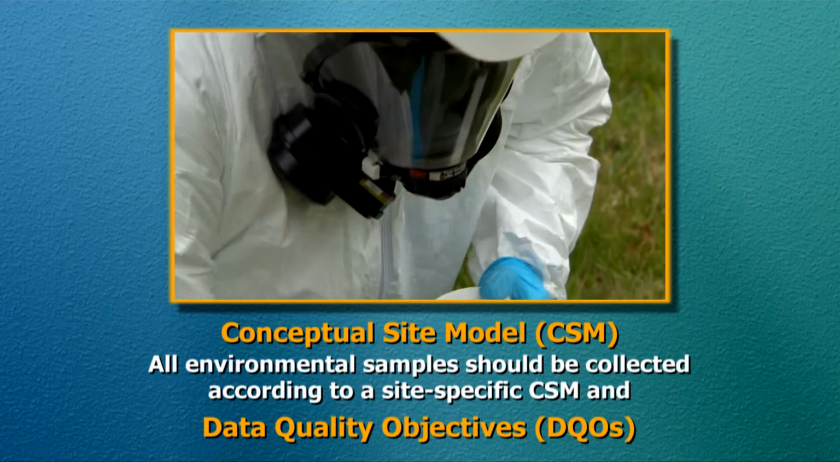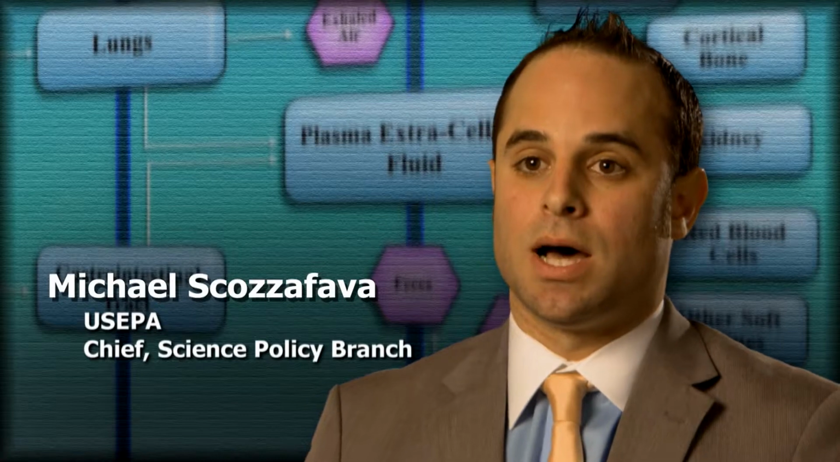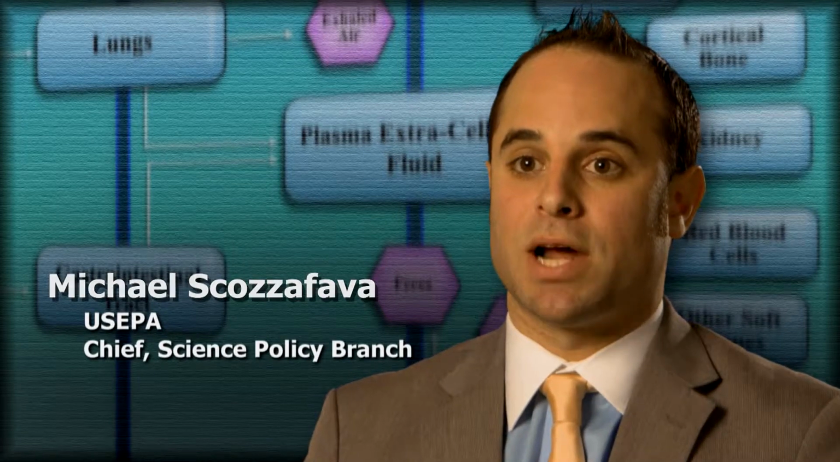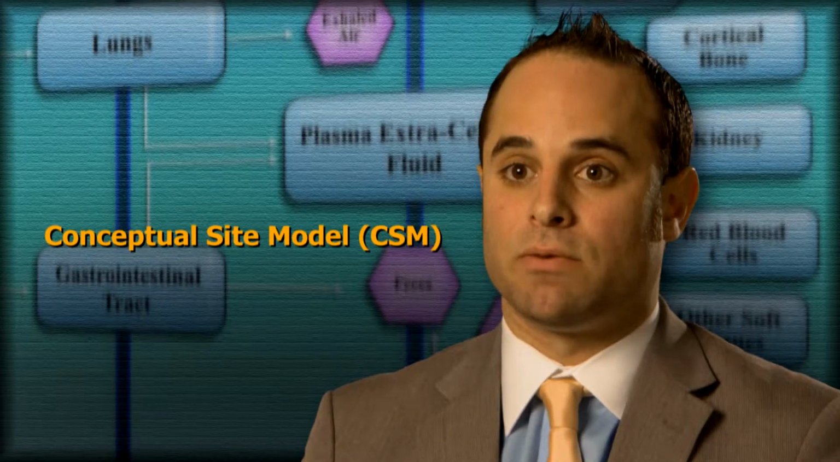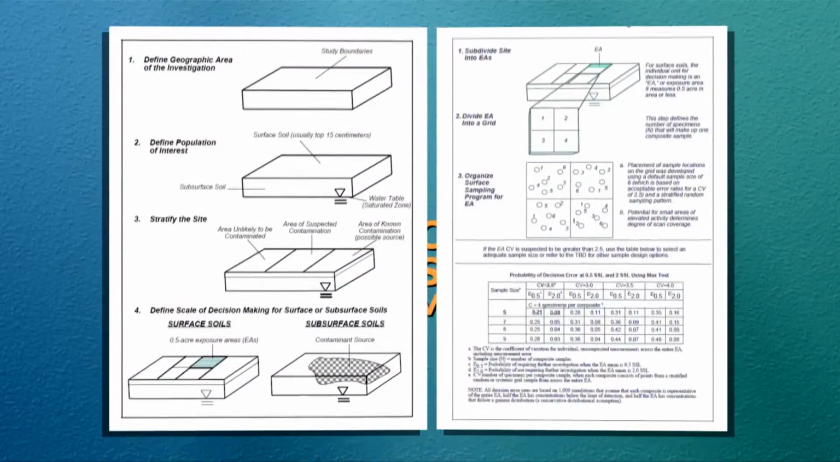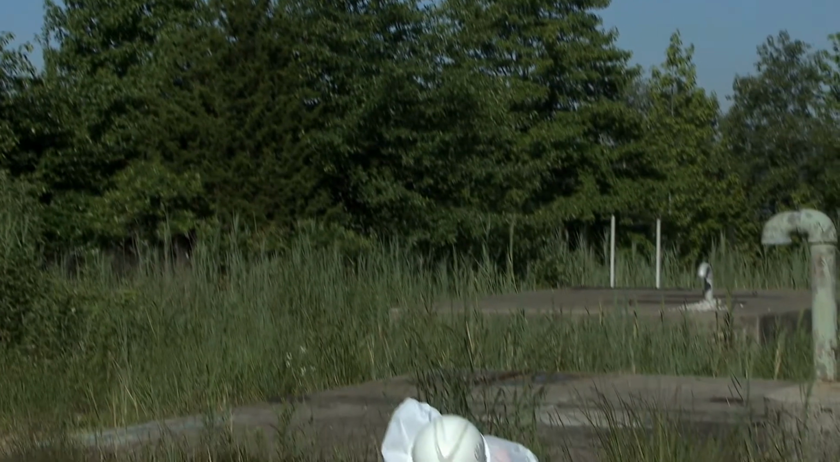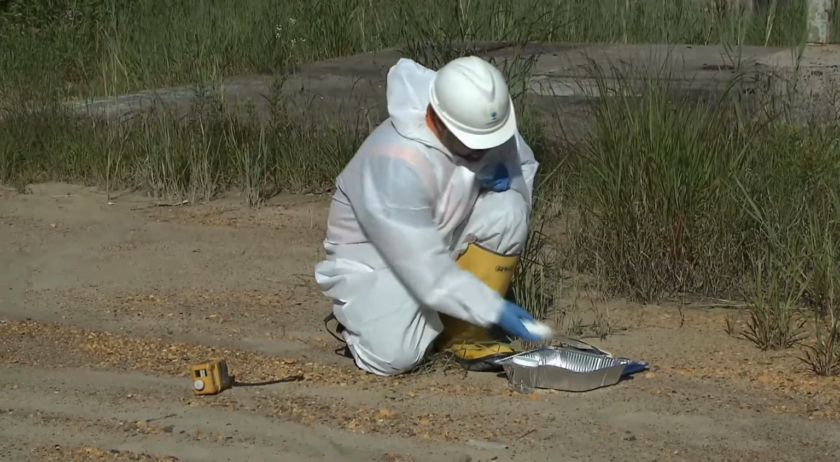A CSM, or conceptual site model, is a really important planning and organizational tool. It organizes the information that is already known about the site and helps the project manager identify additional information needed to calculate remediation goals. The CSM also serves as a modeling, data interpretation, and communication tool. The project team may also use the CSM to direct fieldwork that focuses on the information needed to input into the model for a site-specific determination.